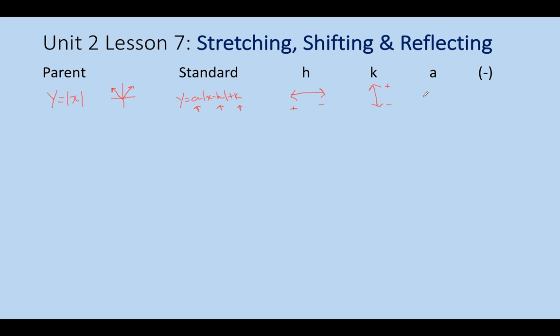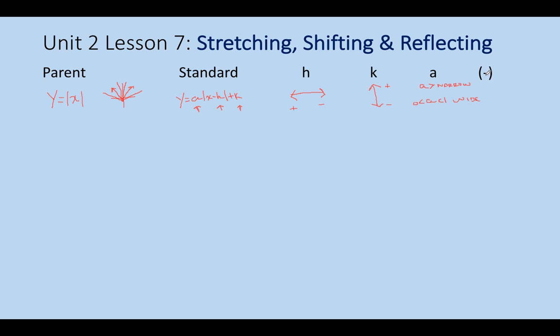The a value was the stretch value. If a was greater than 1, it got more narrow. So if I had an a value of 2, you would get something that looked more like this. Okay, but if a was between 0 and 1, that made it wider. Right? And so if I had something like 1/2, that would make it look something like that.